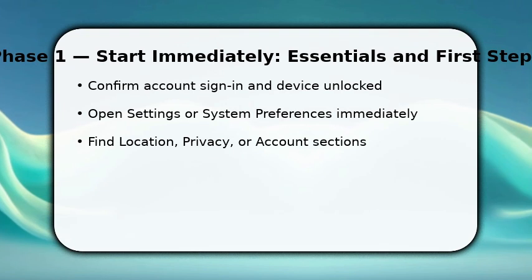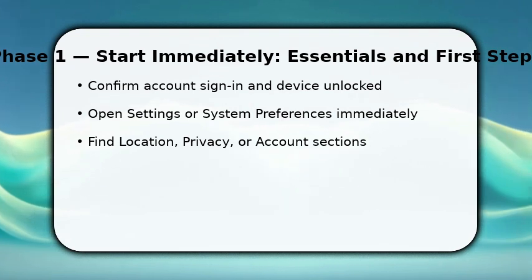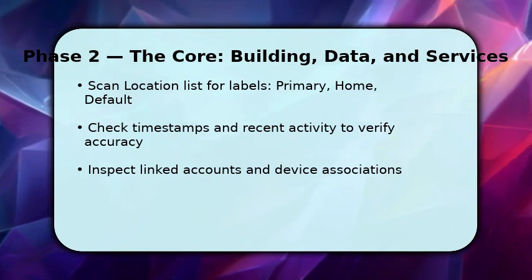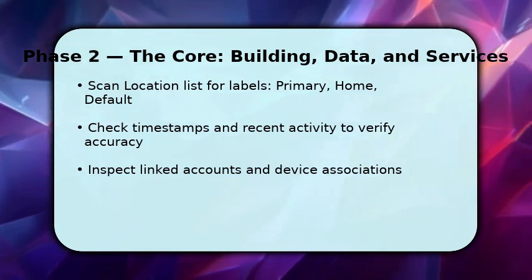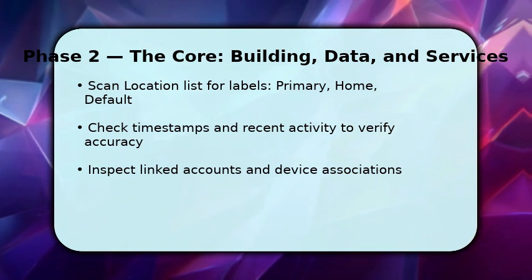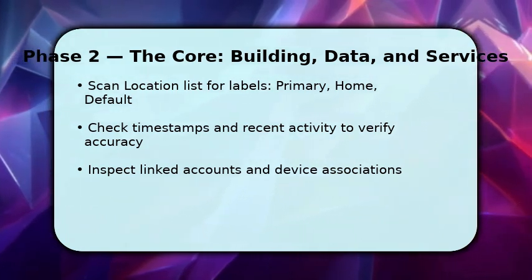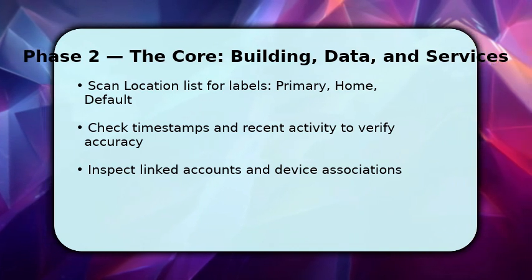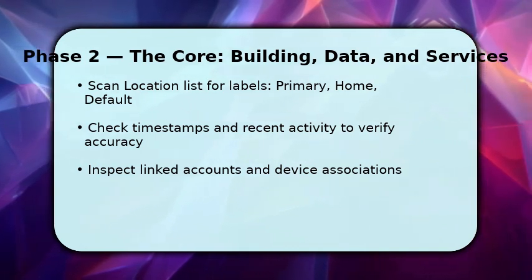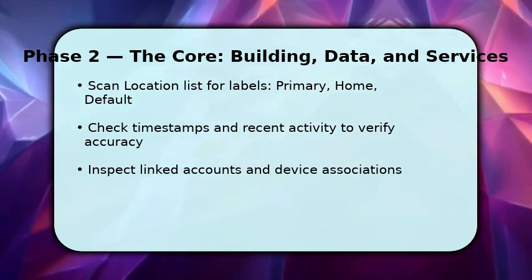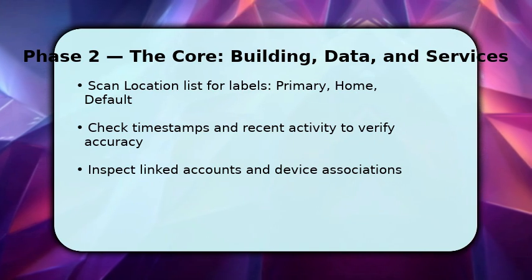Now proceed to the location list to identify the primary entry. Once you reach the location list, look for labels like primary, home, or default. These mark the main location. If labels aren't obvious, check timestamps and recent activity to identify the most used or most recently updated address. This often equals primary. Also inspect linked accounts and device associations because a different linked device can override settings.